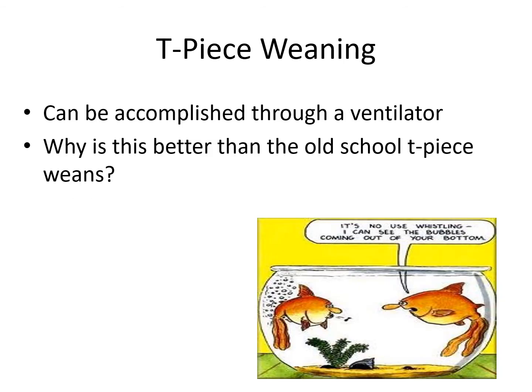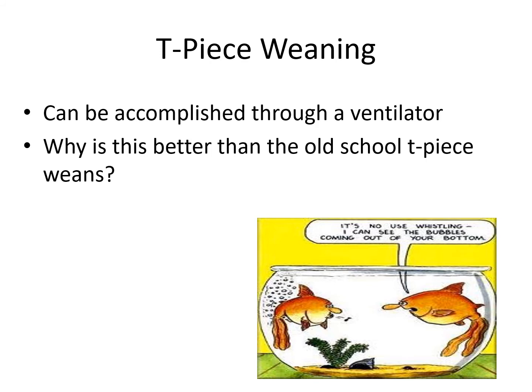So T-piece weaning can be accomplished through the ventilator. And this is basically when we're just putting them on CPAP. So when they're talking about T-piece weaning through the ventilator, they're just basically on spontaneous or CPAP. So there's no rate. So I guess you can call it T-piece weaning, but I call it CPAP weaning.